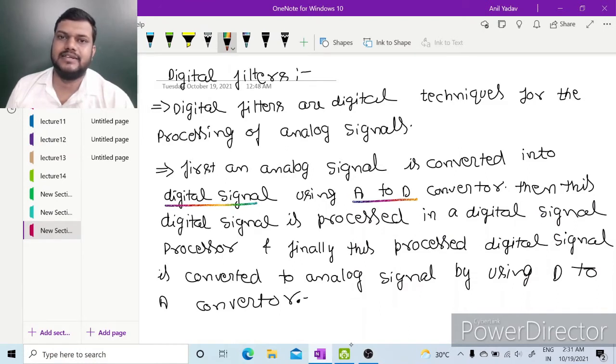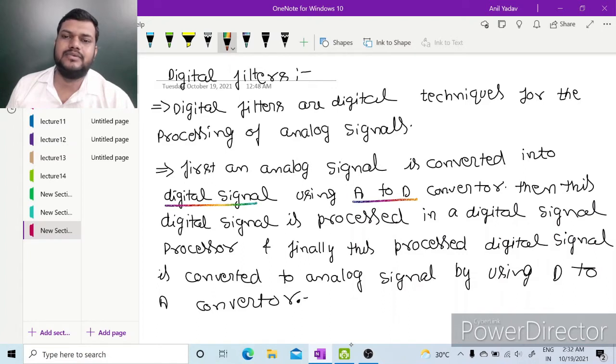So digital filters are digital techniques for the processing of analog signals. First, an analog signal is converted into a digital signal using an analog to digital converter, and this digital signal is processed in a digital signal processor, and finally this processed digital signal is converted back to an analog signal by using a digital to analog converter.